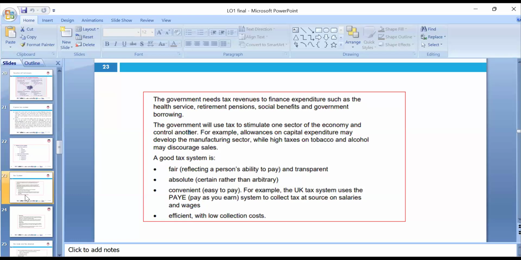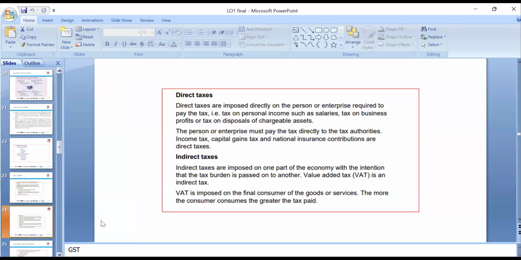For example, the pay as you earn system collects the tax at the source of the salary and wages, and efficient means looking at the costs of collection.